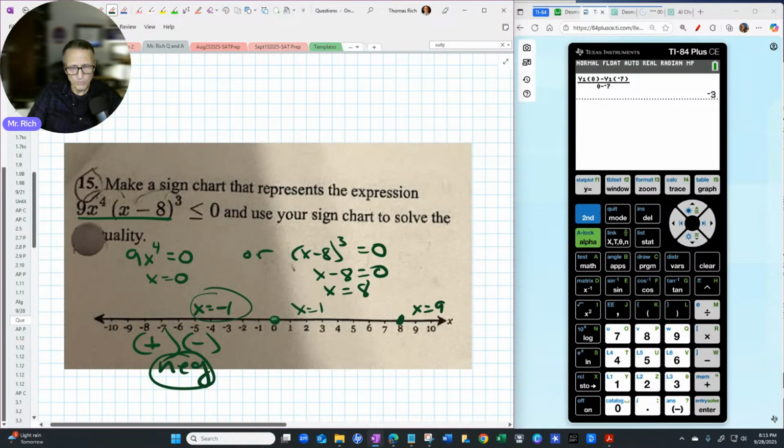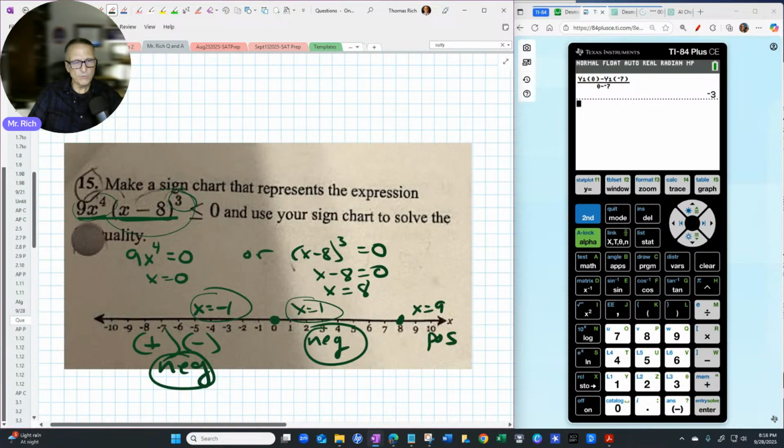When we come to the right of 0, in between 0 and 8, and we plug in x equals 1, I'm still going to get a negative number because it'll be positive, and this one will still be negative. So that means it's still below the x-axis. And then when x is 9, that's when it's going to turn positive because this first factor will be positive, but so will this one, because 9 minus 8 is positive 1, raised to the third, still positive. So it is positive.